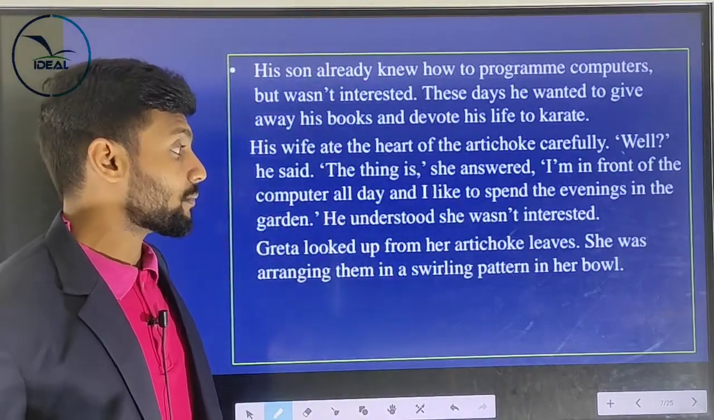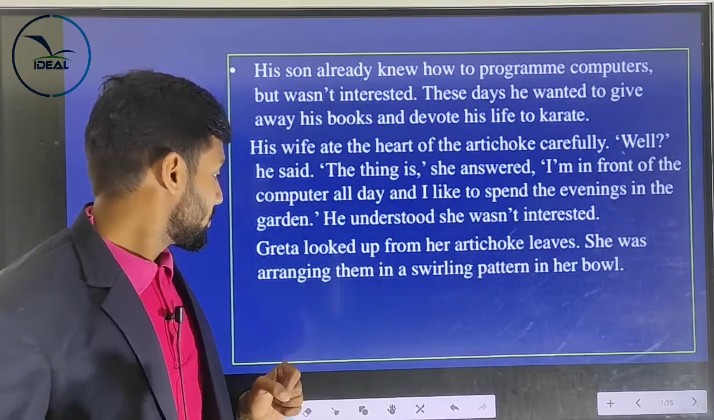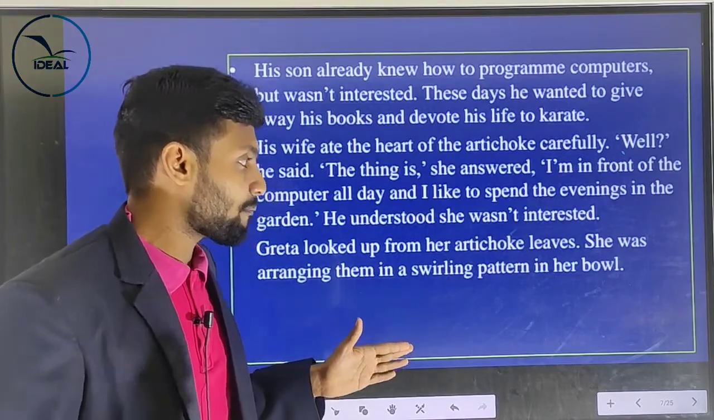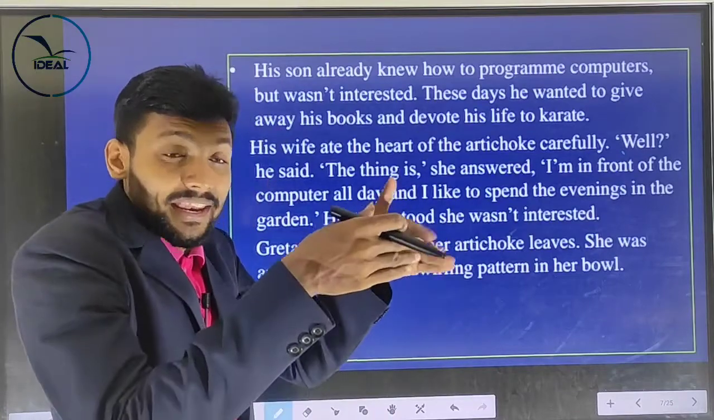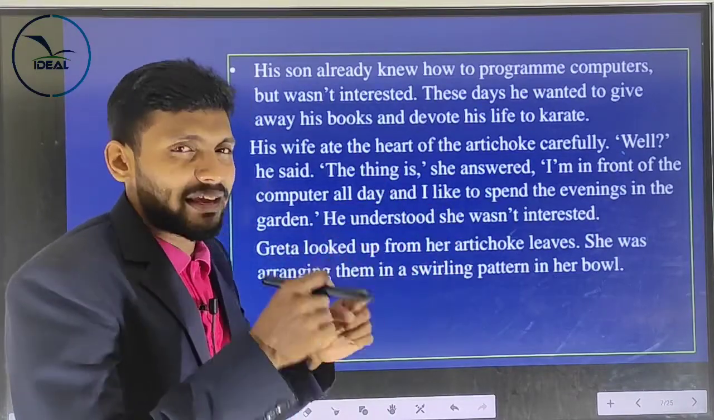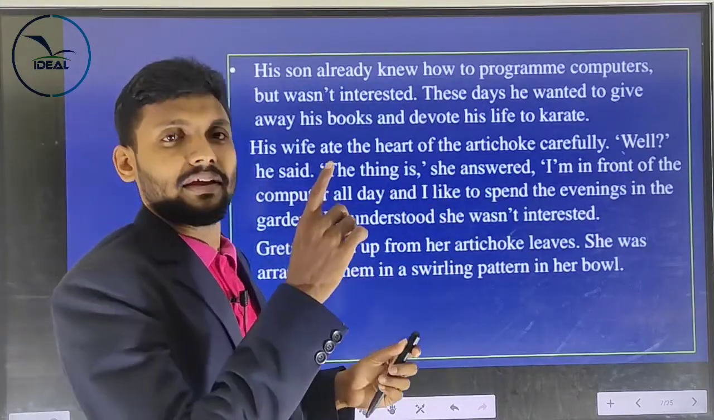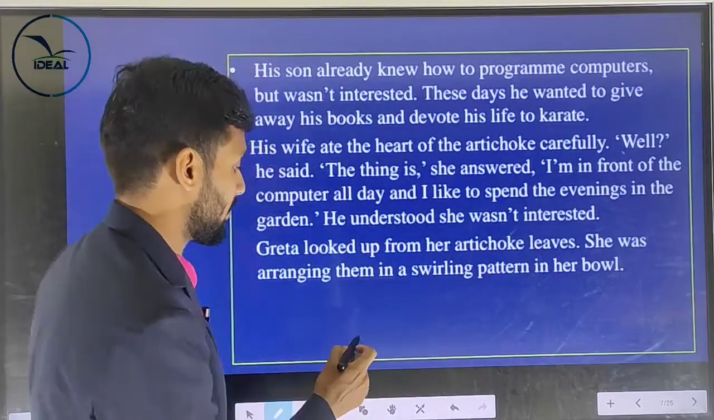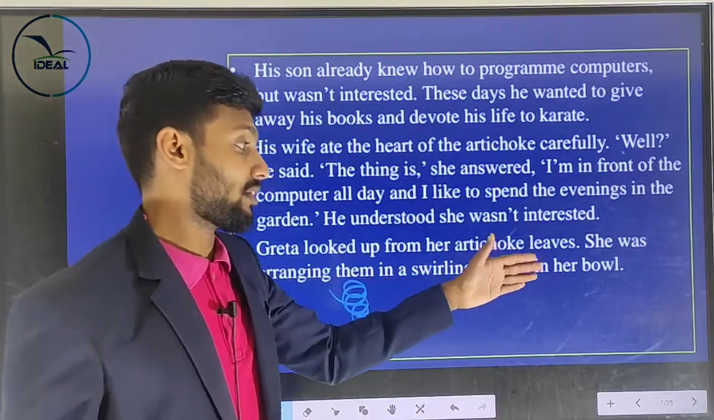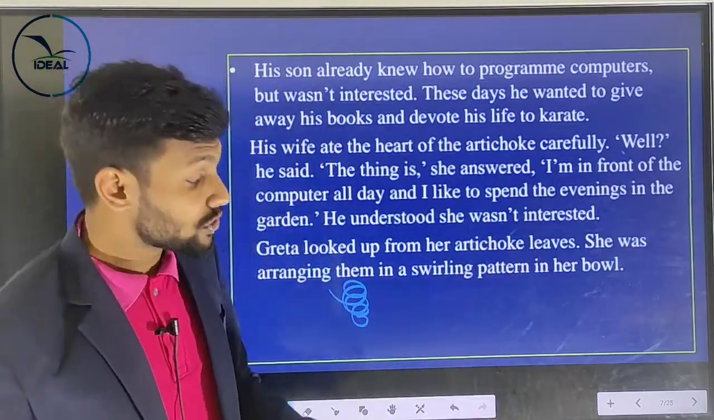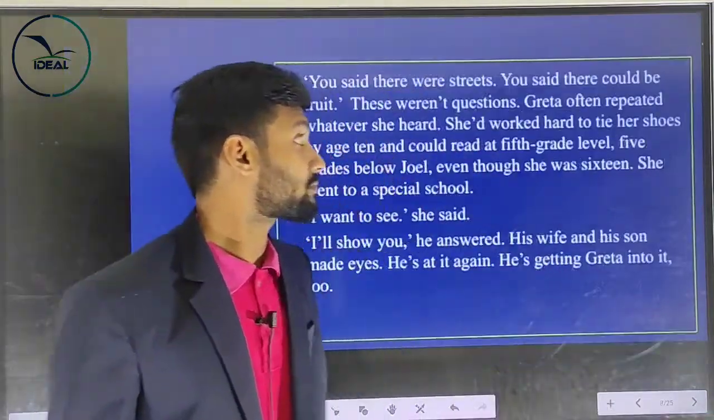Greta looked up from her artichoke leaves. She was arranging them in a swirling pattern in her bowl. A swirling pattern means coming down, coming in a round. I hope you understand, a swirling pattern is like this. She was making that pattern in her bowl with artichoke leaves. She looked up to father.